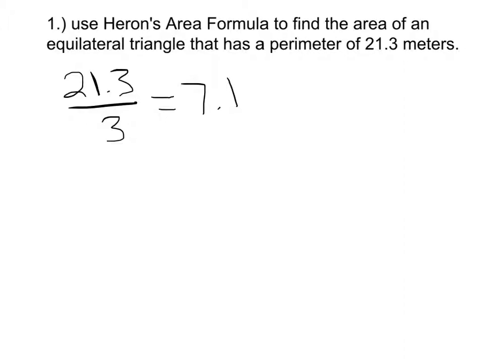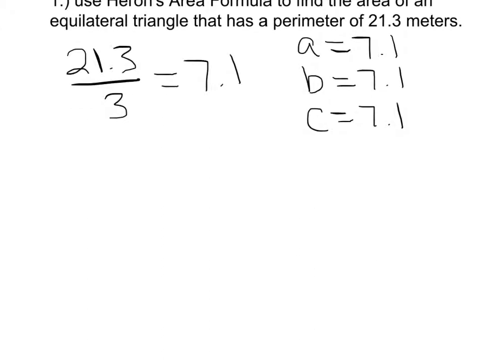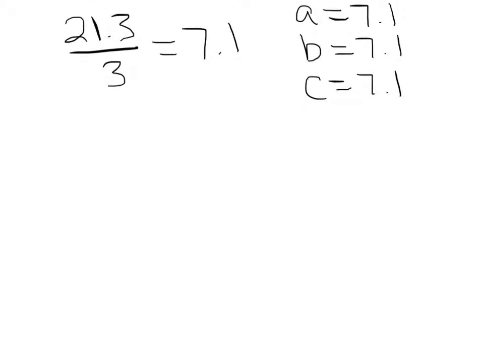So this will be the side lengths for A, B, and C. Okay, now that we know the side lengths, we need to find S, which will be a part of our last formula. So in order to find S, you take A plus B plus C, and you divide all of that by 2.